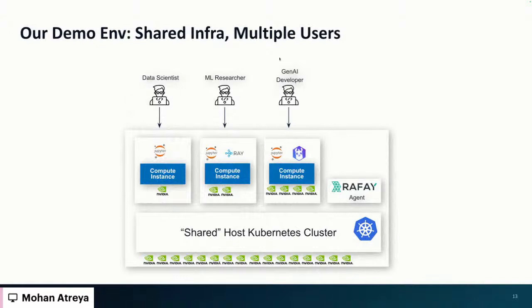The GenAI developer said, hey, I want to use DeepSeek or Llama, and I want to run some massive inferencing. Well, you need a lot of GPUs for that. So something was given out of this pool to this guy, 4 GPUs in this case. And when these guys finish the job, this will go back to the pool. The next guy can get it. This is what you saw in the demo.